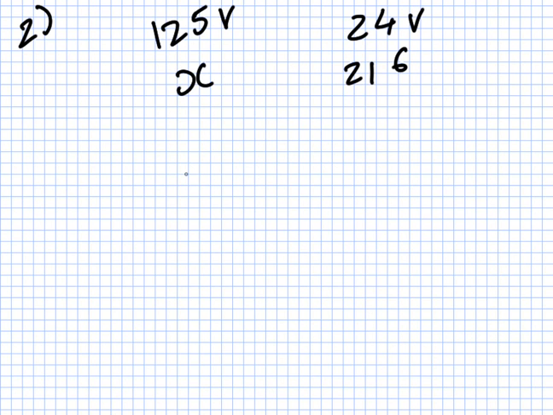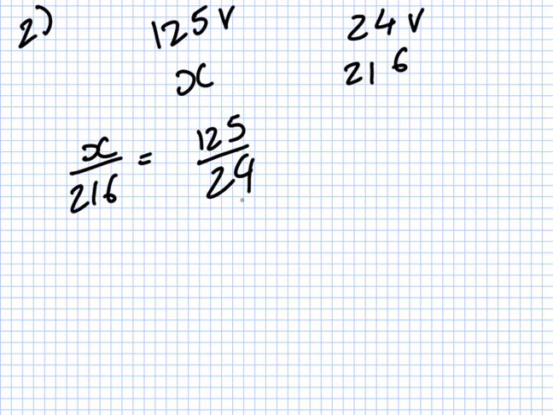Right. And we want the x here. So we have x over 216 equals 125 over 24. So you have x equals 1125? Yeah. And next, determine the current in the primary when the secondary has a resistor of 8. So what they're saying here, the power going in must equal the power going out.